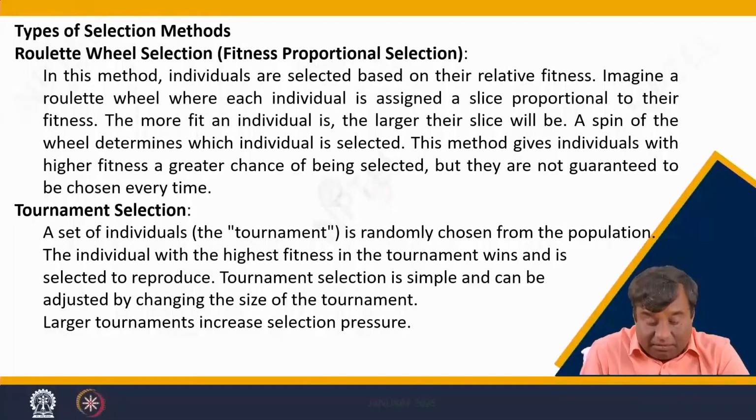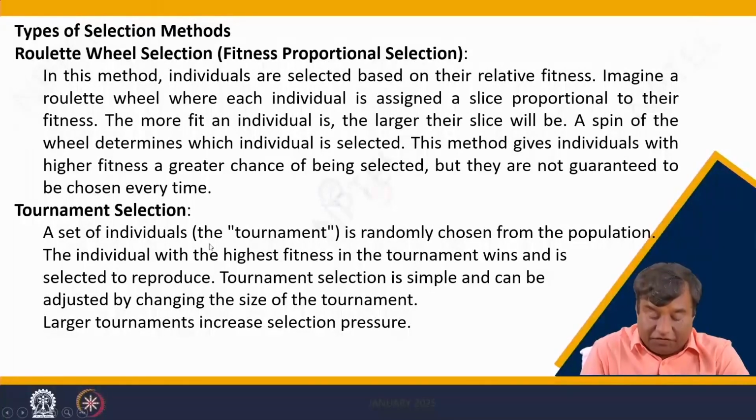So, types of selection methods. First one is roulette wheel selections, that is fitness proportional selections. In this method, individuals are selected based on their relative fitness. Imagine a roulette wheel where each individual is assigned a slice proportional to their fitness. The more fit an individual is, the larger their slice will be. We'll have some numerical discussions on all these methods. A spin of the wheel determines which individual is selected. This method gives individuals with higher fitness a greater chance of being selected, but they are not guaranteed to be chosen every time.